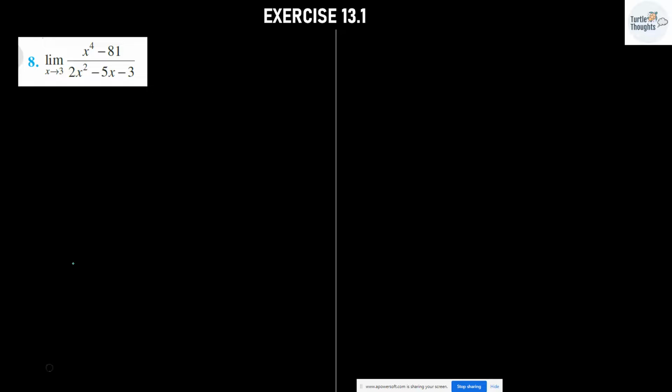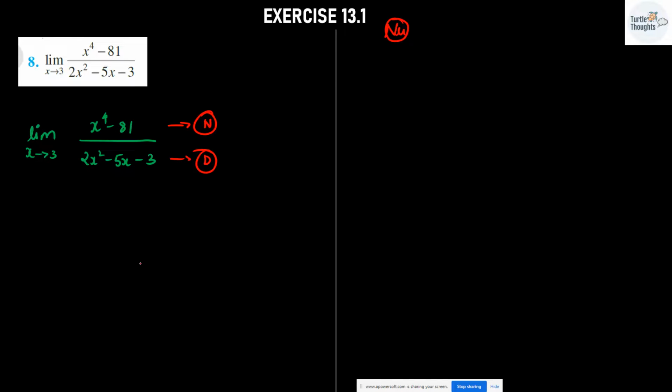Let me take down the problem. Limit of x tending to 3, x to the power 4 minus 81 divided by 2x square minus 5x minus 3. Let me take the numerator and the denominator. So this is the numerator, this is the denominator. I will solve the numerator over here first. It is x to the power 4 minus 81.